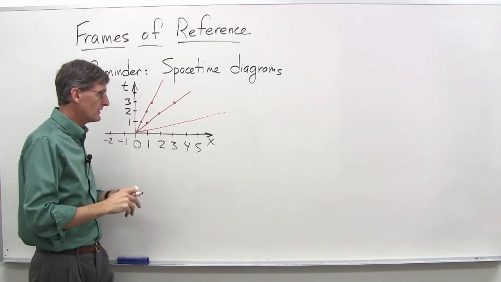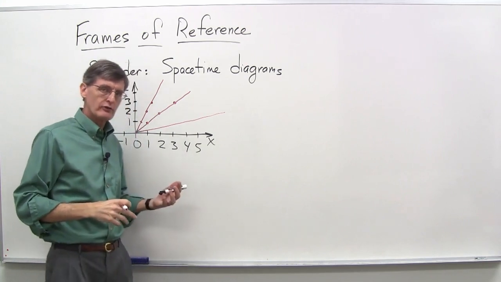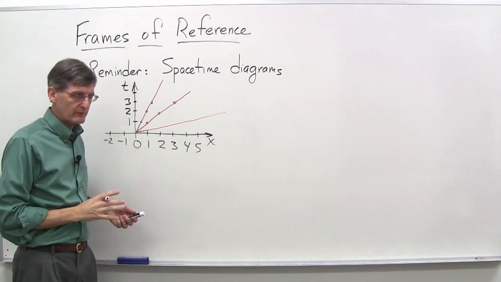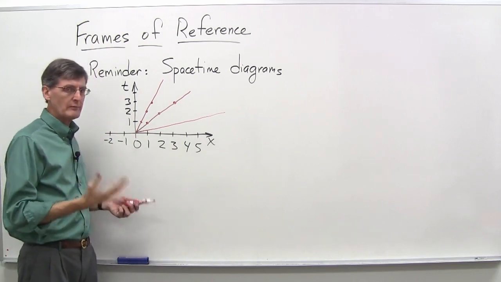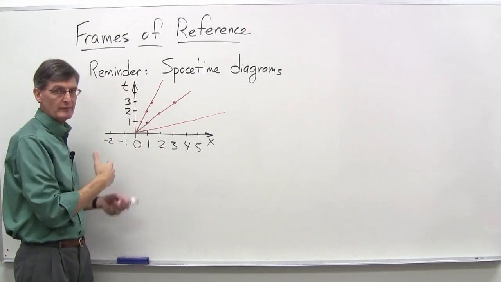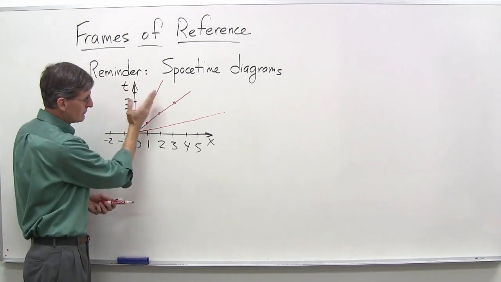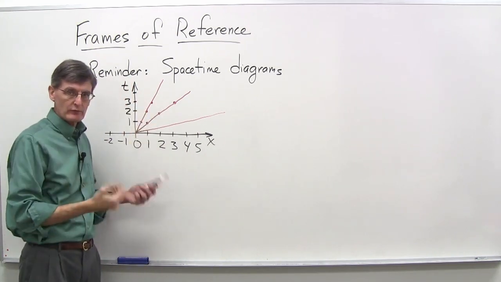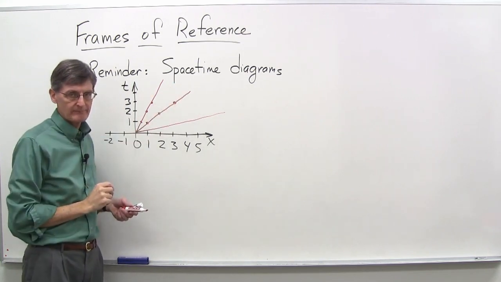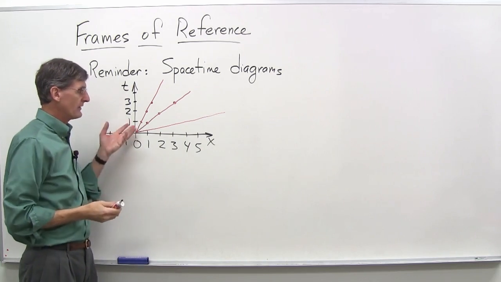Just something to keep in mind, because later on, when we apply relativistic effects to these types of diagrams, it'll be important to remember that higher slopes, larger slopes, more vertical slopes mean slower velocity. And as you bend down this way, it represents a higher velocity object. Again, everything is constant velocity here. We're not going to deal with cases of acceleration.